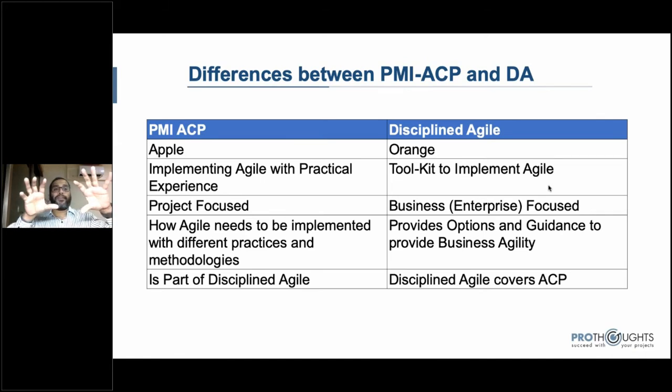The idea of ACP is how agile needs to be implemented with different practices and methodologies, whereas disciplined agile gives you the guidance and options to help you make decisions to deliver value in a quick and effective way. Business agility, that's what it is. So if disciplined agile is a universe, I would consider ACP as a part of the universe. If disciplined agile is a big universe, ACP is taking one important part of that. And that's how PMI probably also sees it, because they have made their journey accordingly, which I will now uncover in the next few slides.